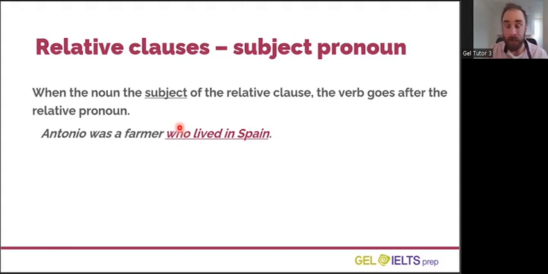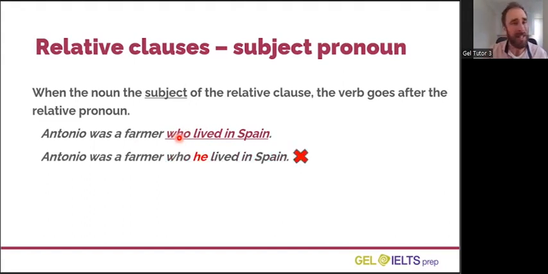The farmer and Antonio is the subject of the sentence. He lived in Spain. So the verb goes immediately after. Notice that the relative pronoun replaces he, or the farmer, or Antonio. So we don't say Antonio was a farmer who he lived in Spain. That's not correct because we're repeating the subject 2 times there. We don't want to do that.